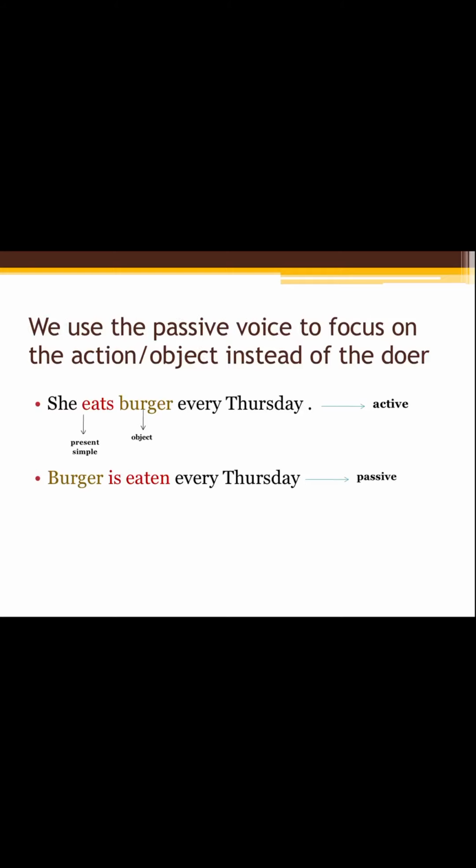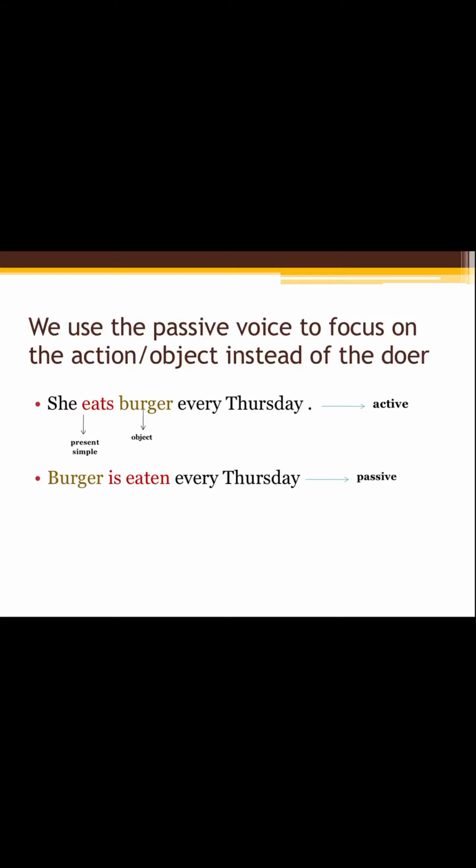And then we are going to change the verb. Here the verb is present simple, eats, okay, verb 1. So when we have present simple, we change the verb into be family is am are plus verb 3, okay? And we don't care about the subjects. We don't care about the doer. So burger is eaten every Thursday. Here we don't know who eats the burger, okay?